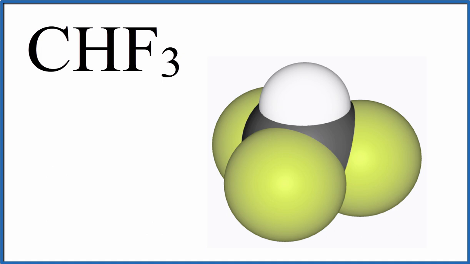So here's a space-filling representation of CHF3. You can see the green, those are the fluorines, the carbon's in the middle, and then on top we have that hydrogen. Because of this, it really isn't symmetrical. You have all that electronegativity. Those fluorines are not going to share the valence electrons equally, the ones that are in the bonds between atoms.